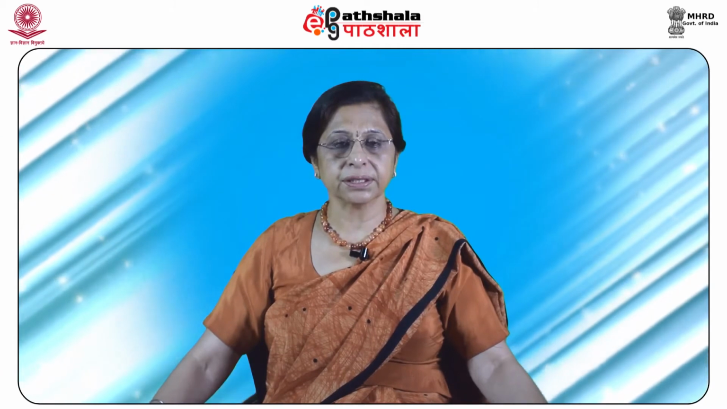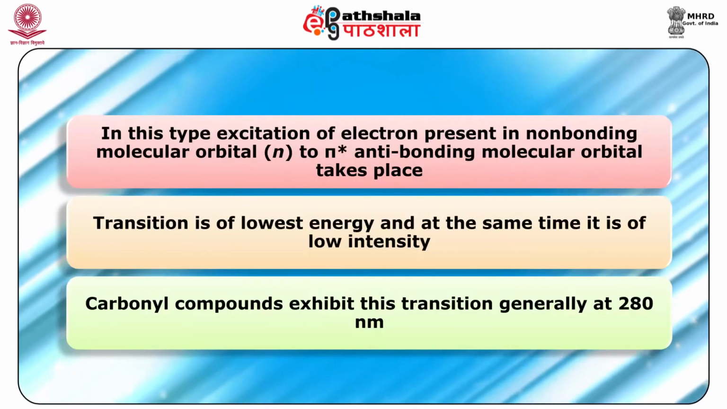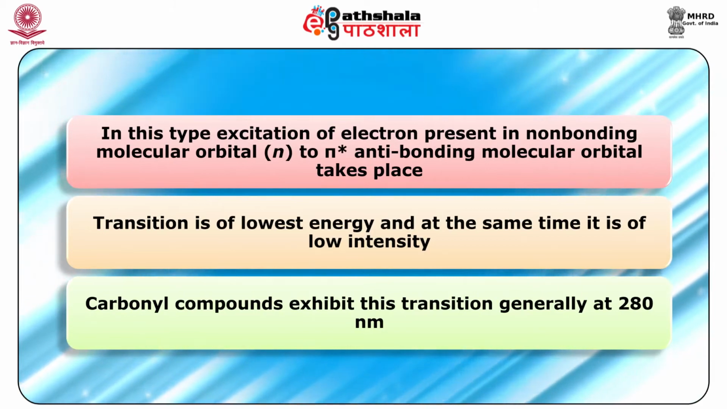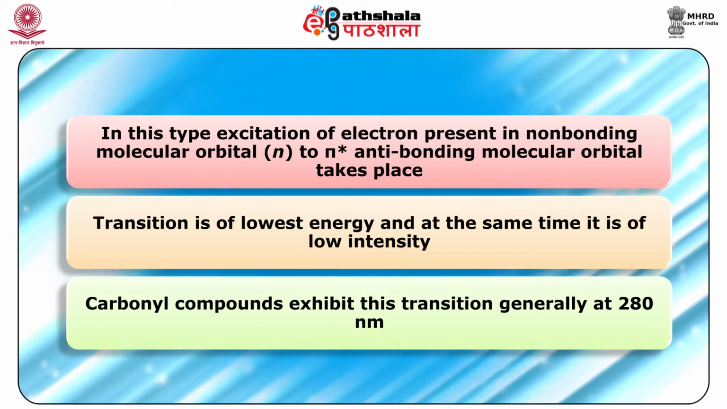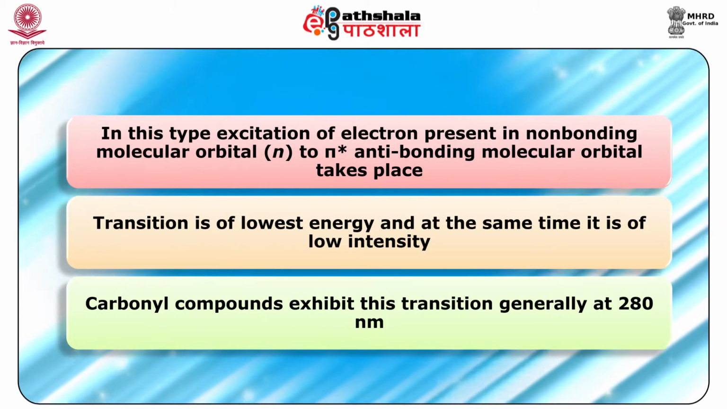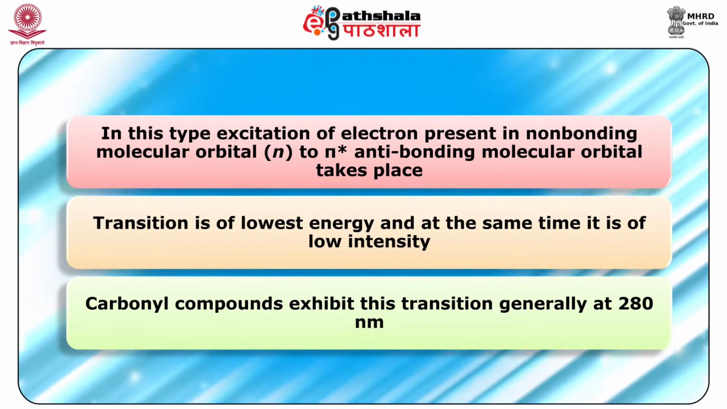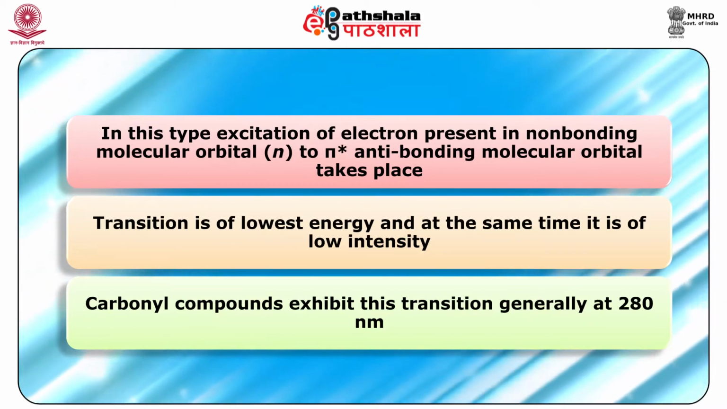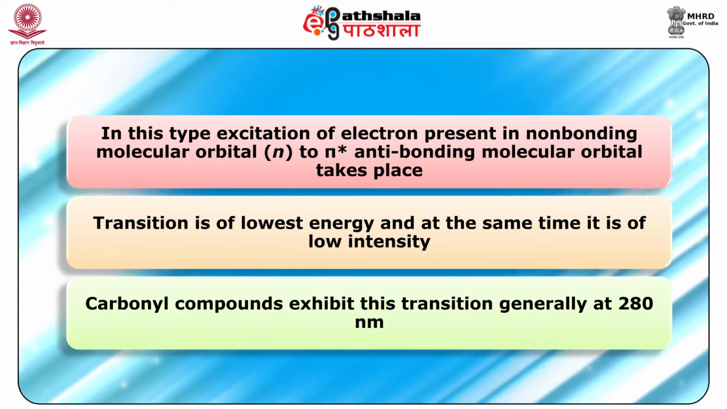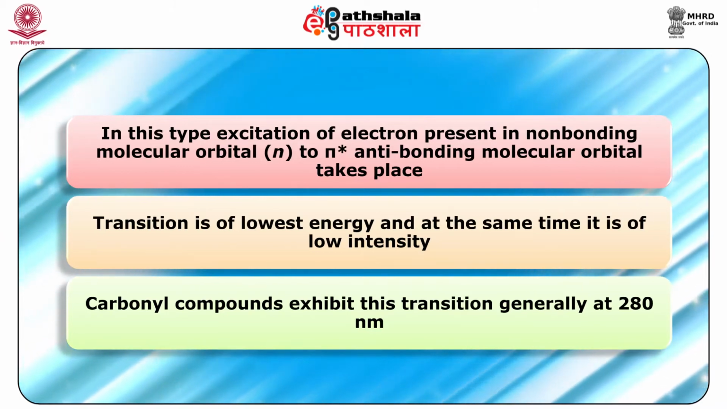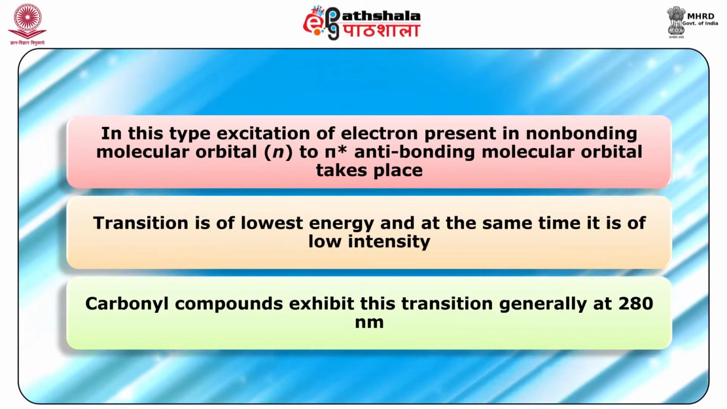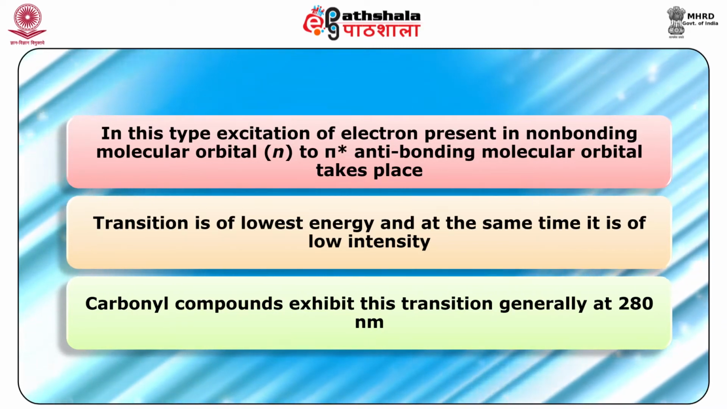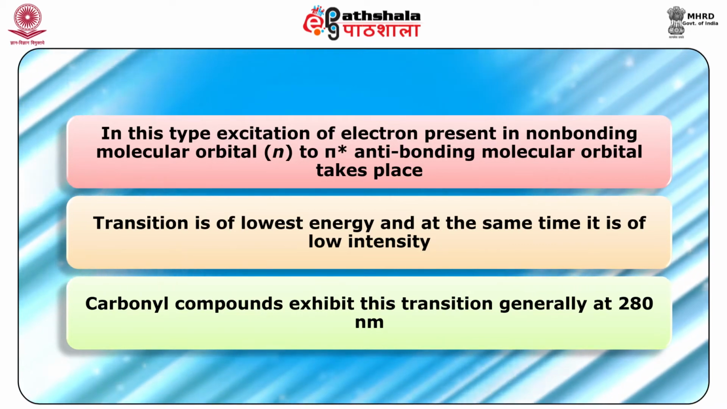Now, next type of transitions are n to pi star transitions. This type of transition involves the excitation of electron present in non-bonding molecular orbital n to pi star antibonding molecular orbital. This transition is of lowest energy, at the same time it is of low intensity as it is symmetry forbidden. As you know, the n orbital and pi orbital are not present in the same plane. An example of this is carbonyl compounds, which show this transition generally at 280 nanometer.